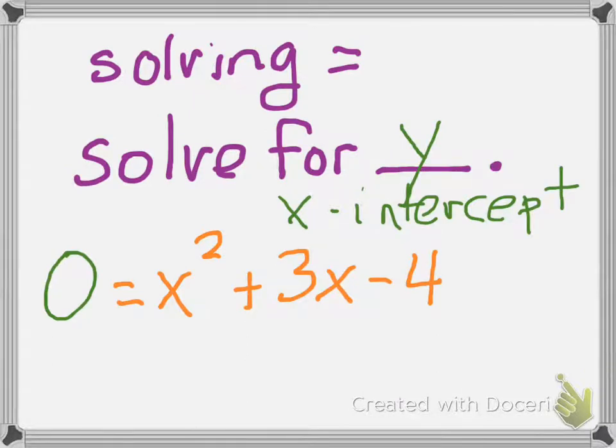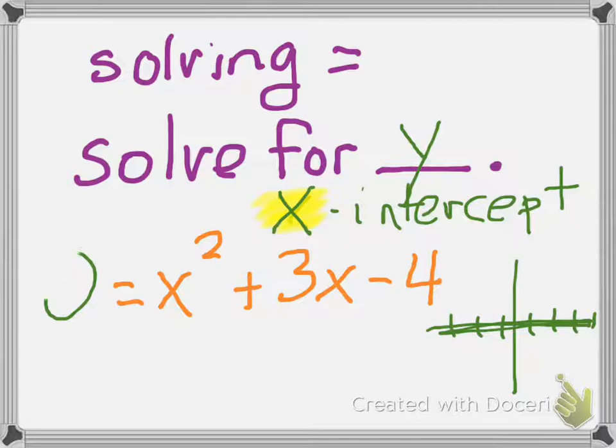Solving means that we're solving for y. We want to find the y-intercept. Excuse me, we want to solve for the x-intercept, okay? That x-intercept is when x is on here, somewhere along here. So all along here, that means our y is 0. So we're solving for the zeros. We're solving for y by finding the x-intercept.